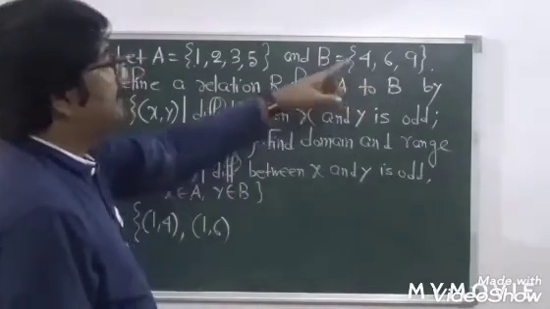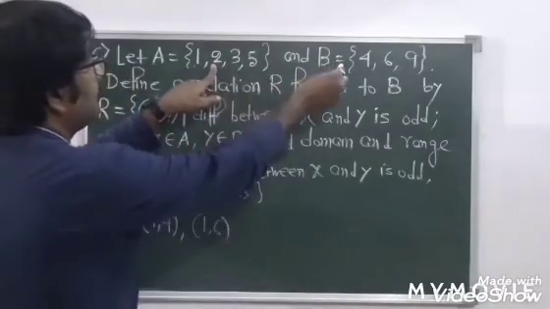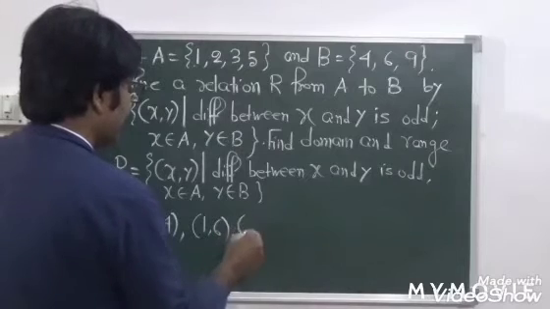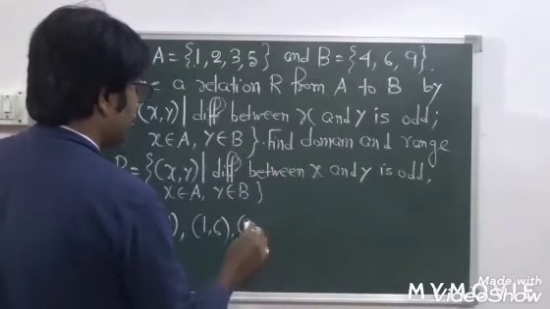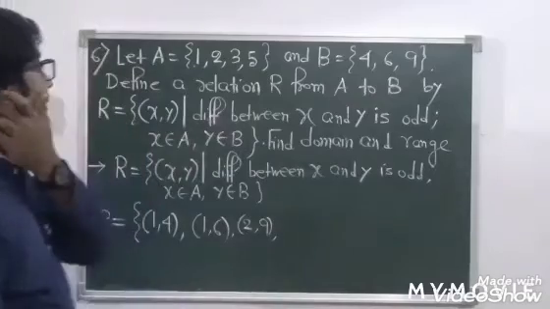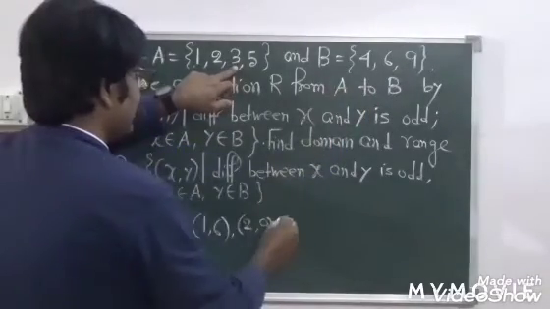1 and 9, the difference is an even number. Now starting with 2 and 4, even; 2 and 6, even; 2 and 9. So we have (2, 9), where the difference is an odd number. Now starting from number 3, 3 and 4, the difference is odd.